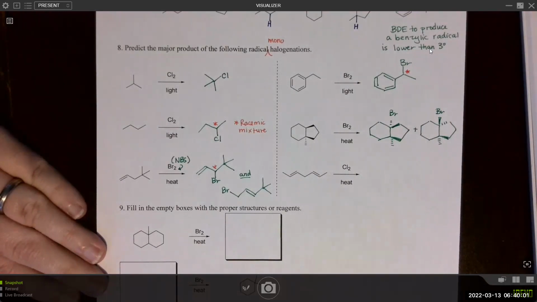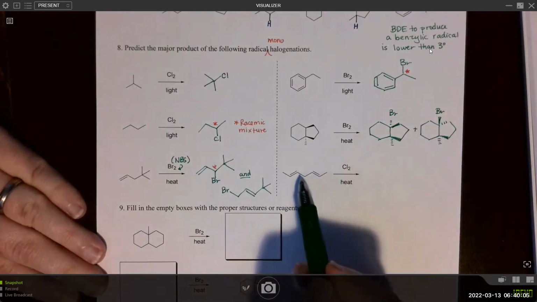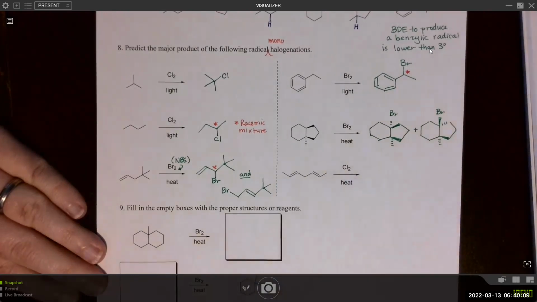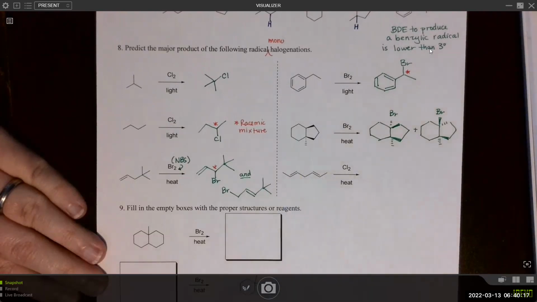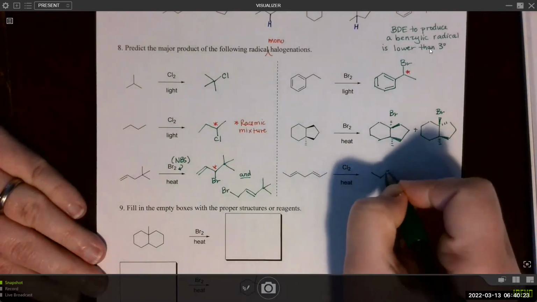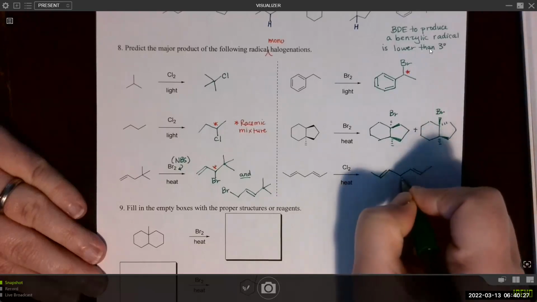And this one's a bit tricky. Where will the chlorine go? There's a bunch of different allylic positions. However, this center one would be allylic to both double bonds, and therefore the radical would be doubly resonance stabilized. So it would be a more stable radical and therefore a lower energy pathway. So we'll put the chlorine here.